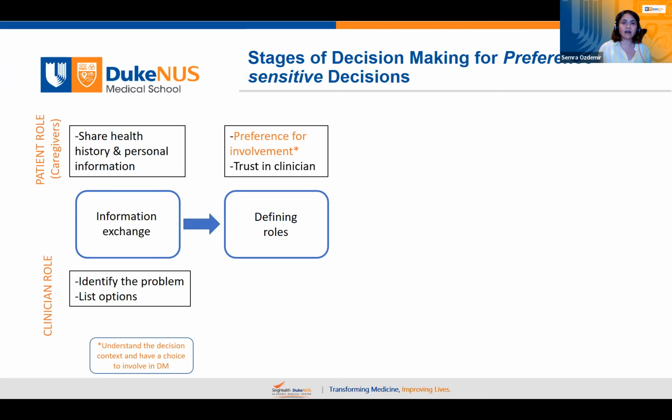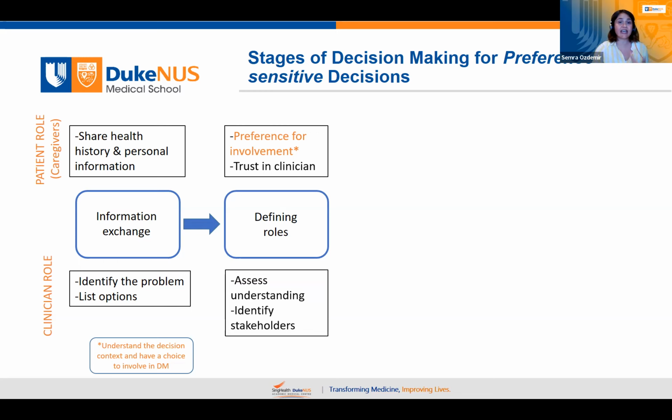So all these things are assumptions we are making until they can say, okay, I'm going to involve this much or I'm not going to involve that much. And that also includes how much they trust the clinician. And then from the clinician perspective, they look at how much the patient or the caregiver understands the information provided, and then they identify the stakeholders.